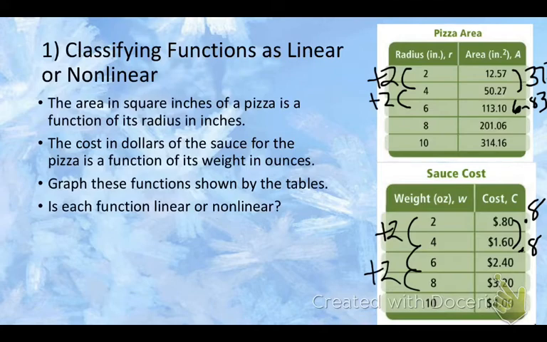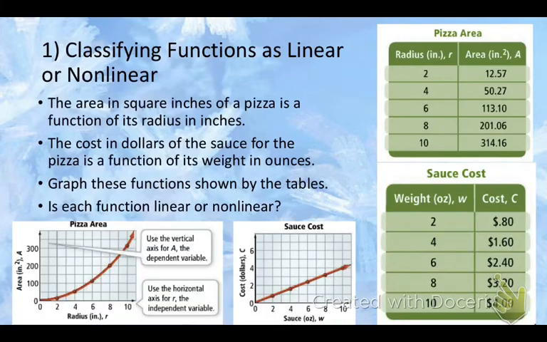Another way that I can check this is by taking a look at the graphs. So I do have a picture of those here for us. When we graph the pizza area, graph the values that it gives us, it does actually end up being a curved line. And then when I graph the sauce cost, it is a straight line. So pizza area is nonlinear, whereas the sauce cost is linear.